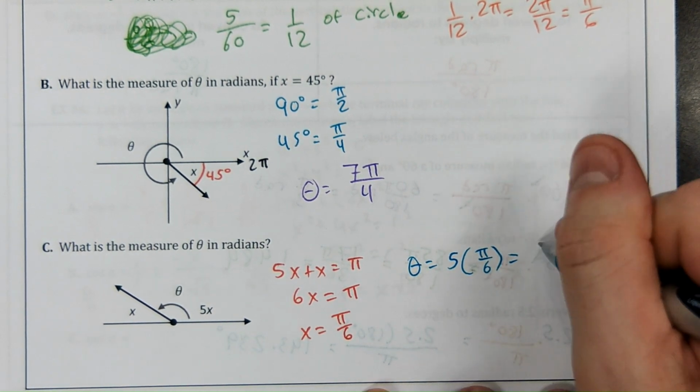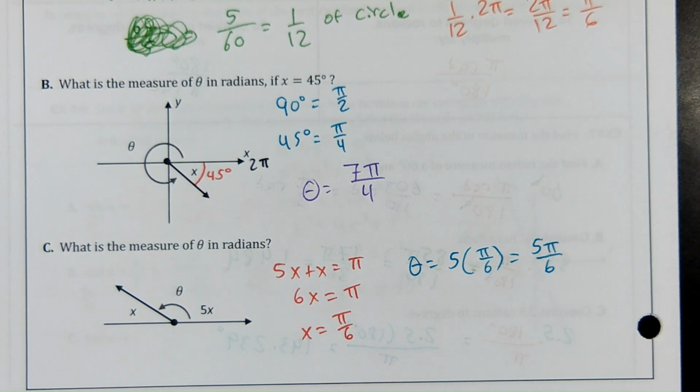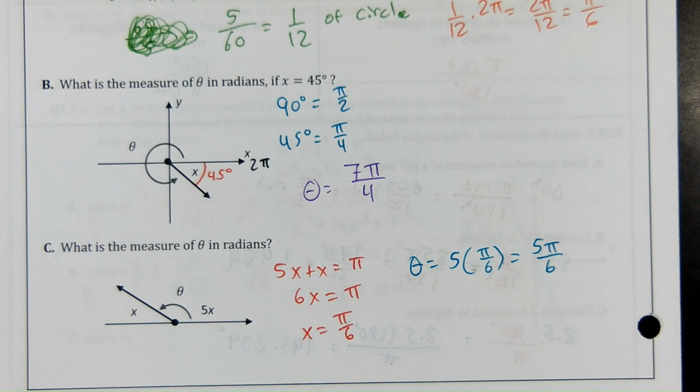So that's just 5 pi over 6. There. Or you could think of this as being 6 pi over 6, and I'm 1 before that. 5 pi over 6. Ta-da!